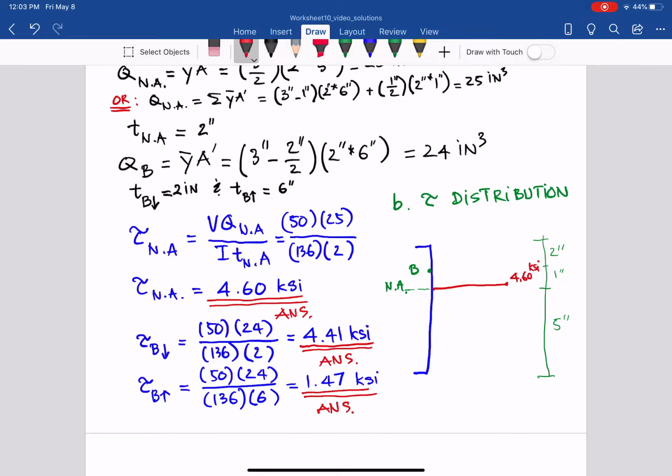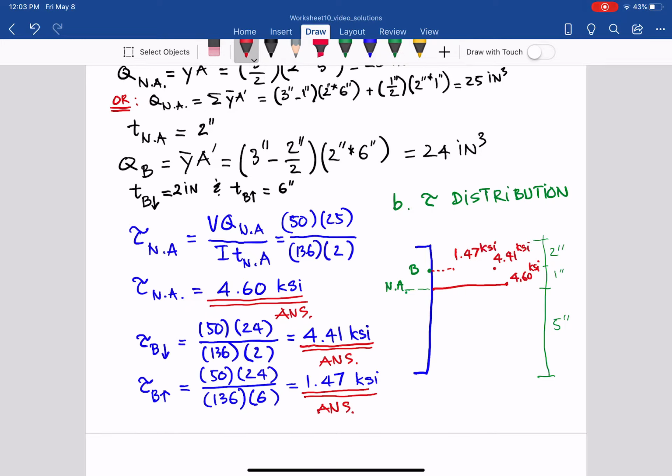Okay. And then at B, there are two values. If it belongs to the web, it is 4.41. If it belongs to the flange, it's 1.47. So we extend that here, about 1.47. And if it belongs to the web, it's about 4.41 KSI.